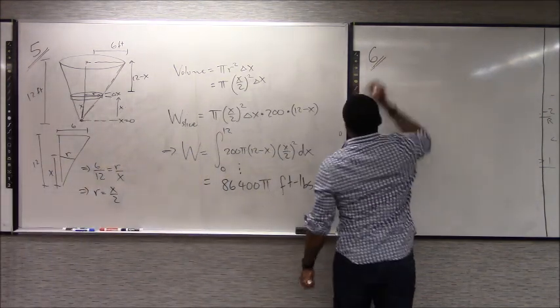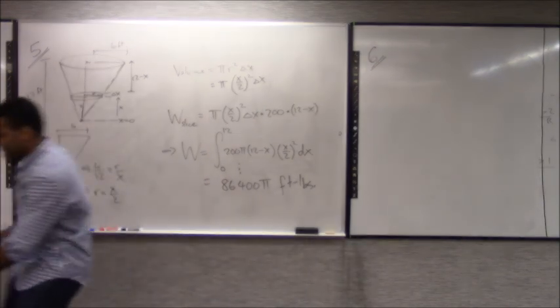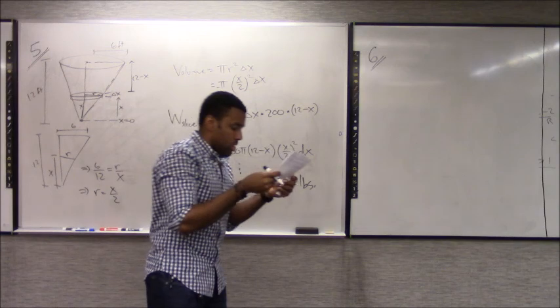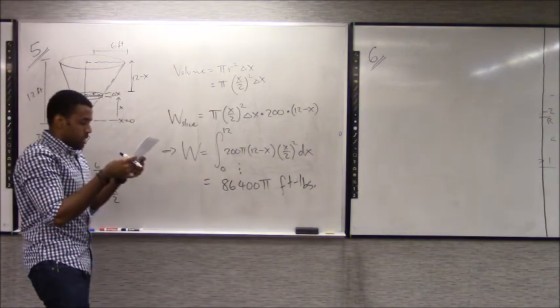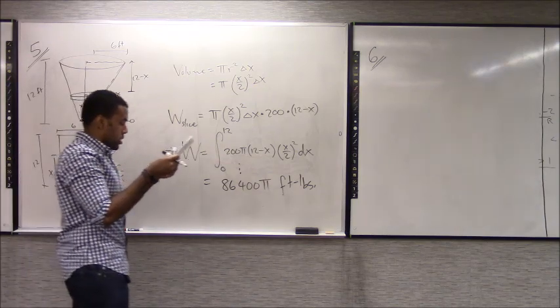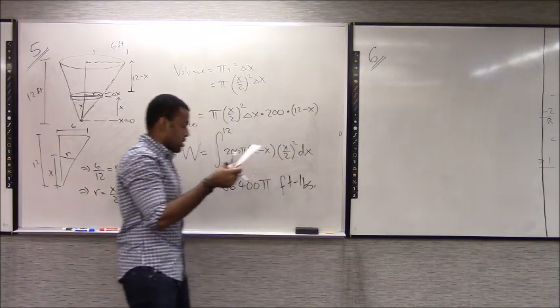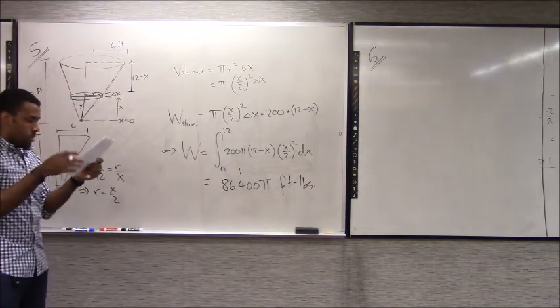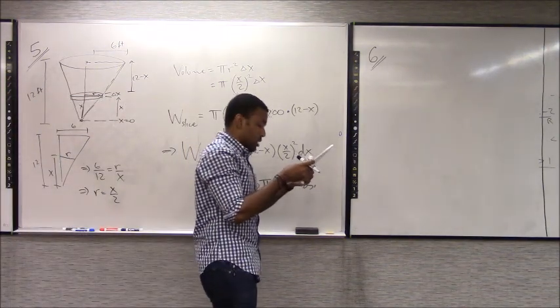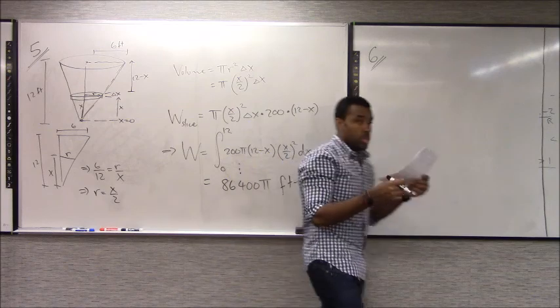Problem 6. Okay, volunteer. So, let's read it. Problem 6. A rectangular tank, length 10, width 5, height 5, is filled with water. Water has a density of 1,000 kilograms per meter cubed. That's known. Find the work needed to pump the water out the top of the tank. Okay, so what do we do here?